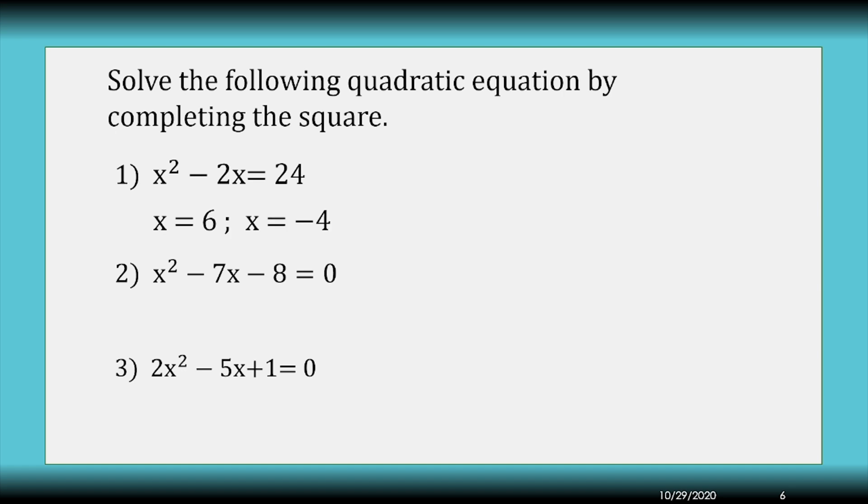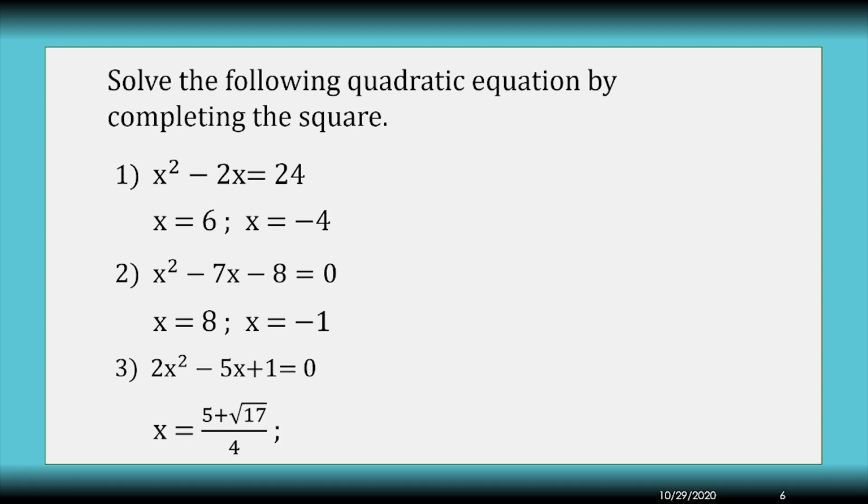ka. Okay, number 2, x squared minus 7x minus 8 equals 0. Kung sagot mo naman ay x is equal to 8 and x is equal to negative 1, tama ka din dyan. And number 3, 2x squared minus 5x plus 1 is equal to 0.